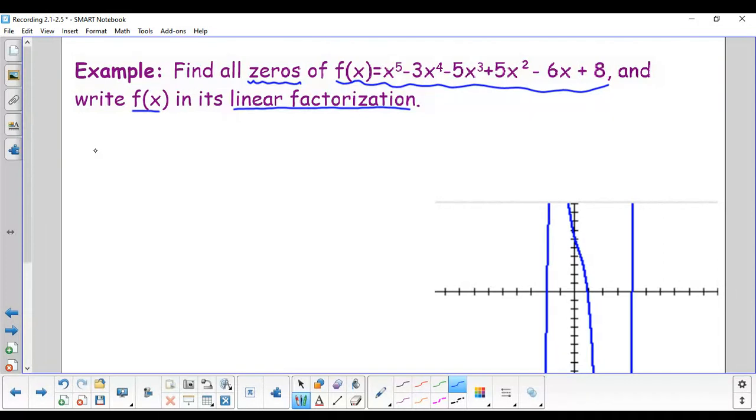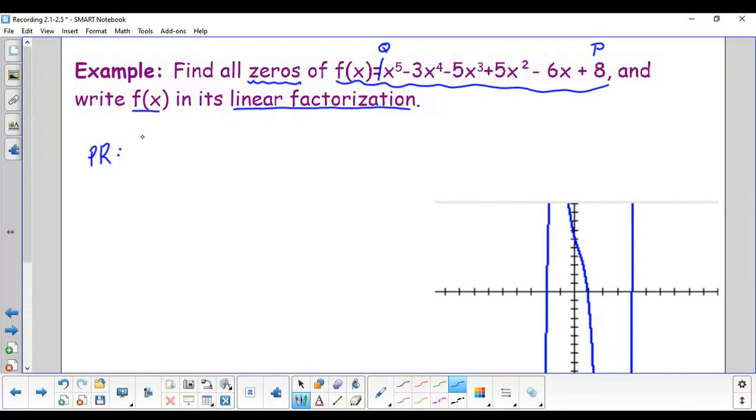So we're going to go ahead and start this process by determining the potential rational roots or rational zeros. And so I call those my PRs. This is the one where we take P divided by Q. So in this case, P is going to be 8 and Q is going to be this invisible 1 that is sitting in front of the x term.